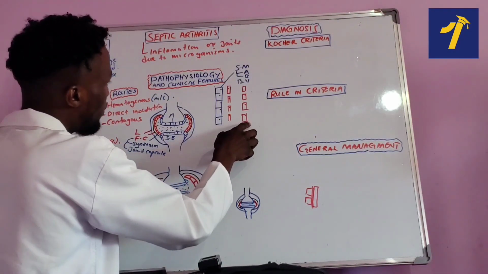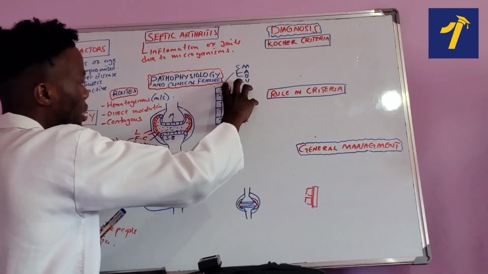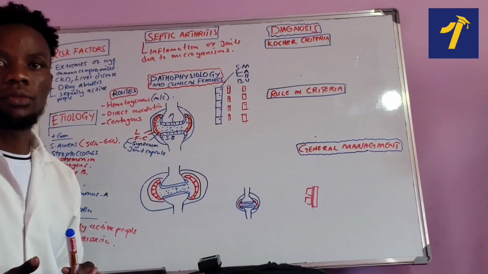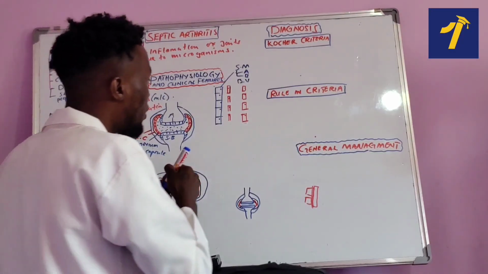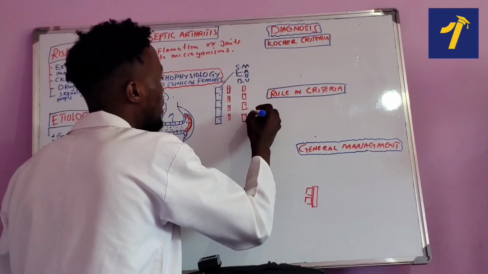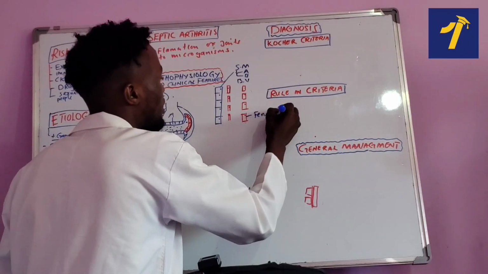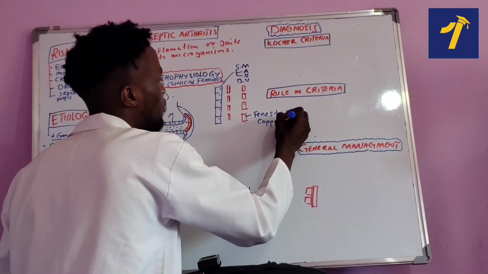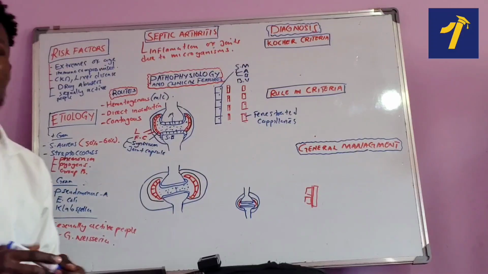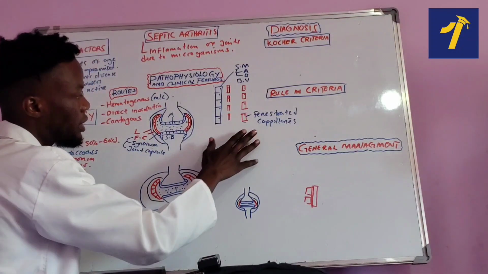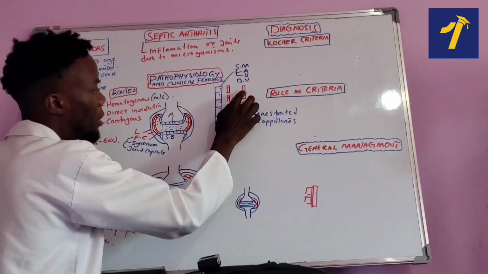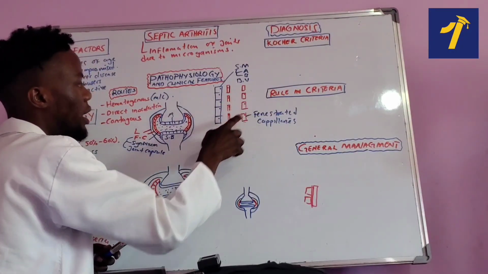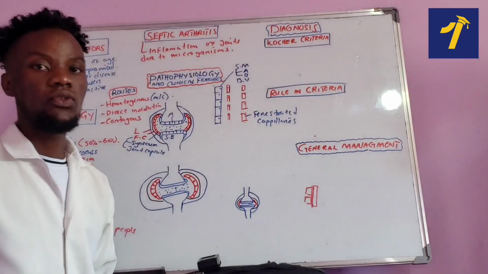Now, the most important thing is looking at the blood supply of the synovium. The blood supply is supplied by what we call fenestrated capillaries. The reason why we say fenestrated capillaries is, as you can see, there is much space between the two endothelial cells. These are endothelial cells making up these fenestrated capillaries.